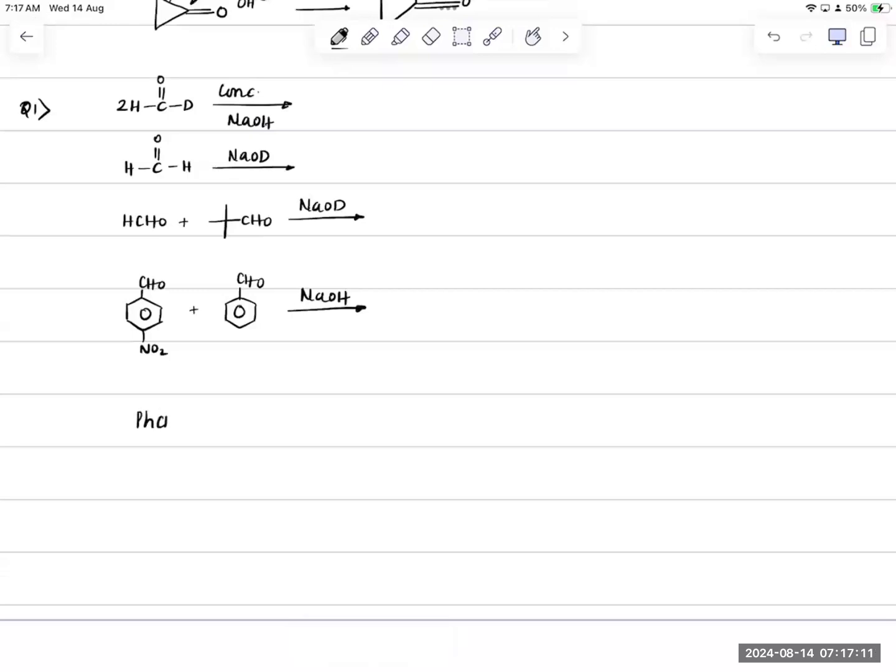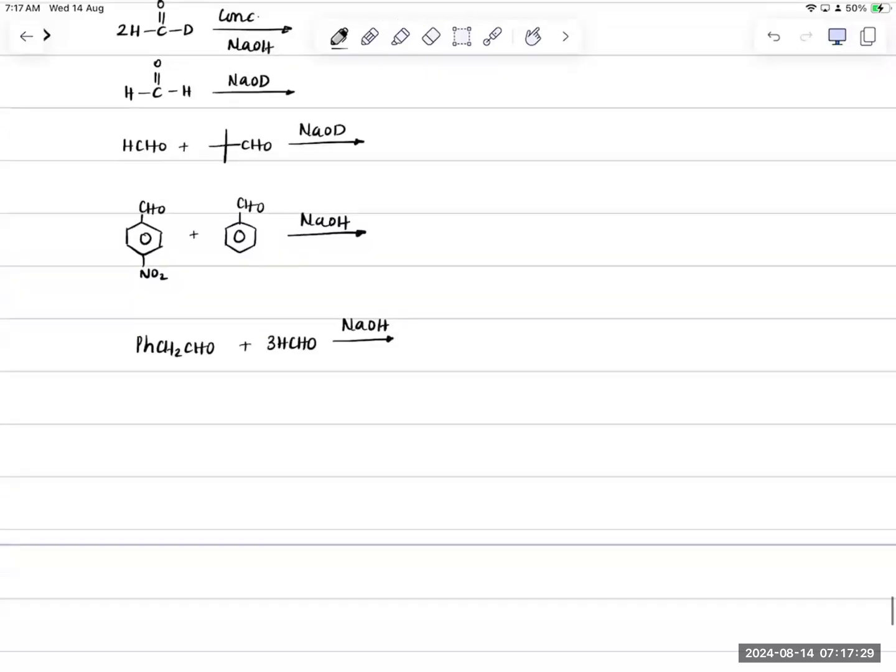Next, PhCH2CHO plus 3 moles of HCHO. Then what do we get? NaOH. Check out in all these cases what are the products formed. And lastly, if you have CH3CHO plus 4 moles of HCHO. So this is one equivalent, this is 4 equivalents. In the presence of OH minus, what will happen?